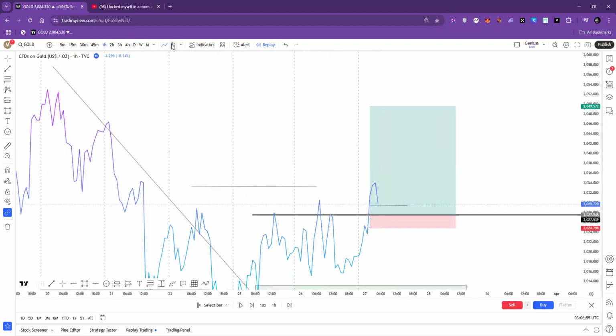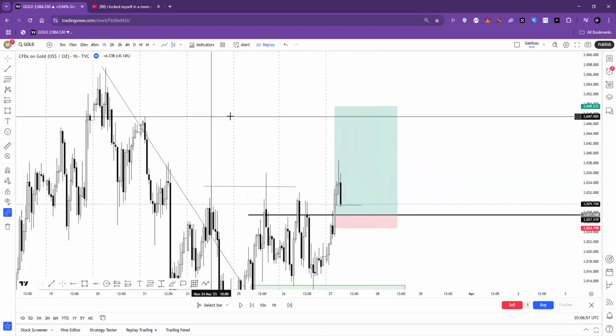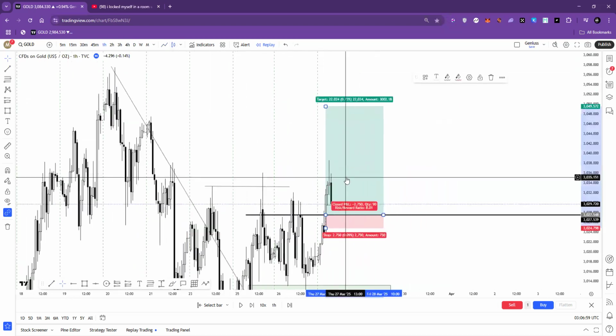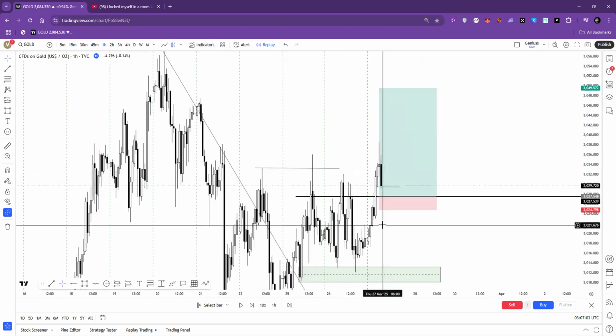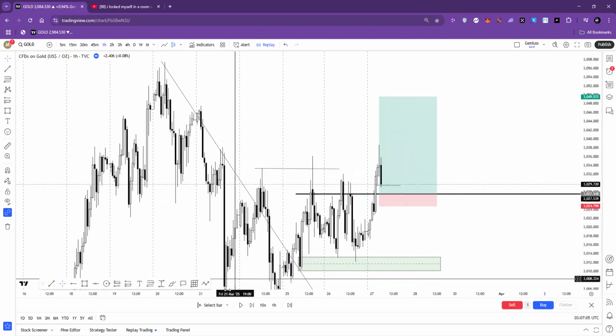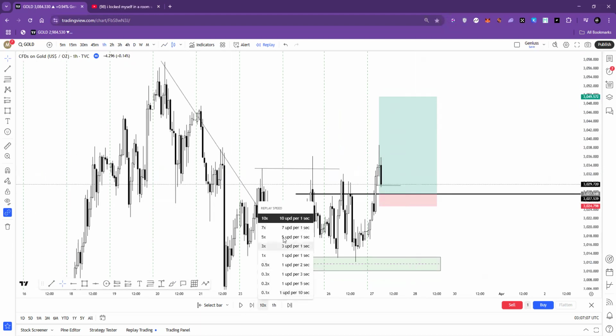So you go into the 1 hour time frame, and then what do you do? Just play price forward. This was on a Thursday, yes, it was on a Thursday. So you just play price forward.